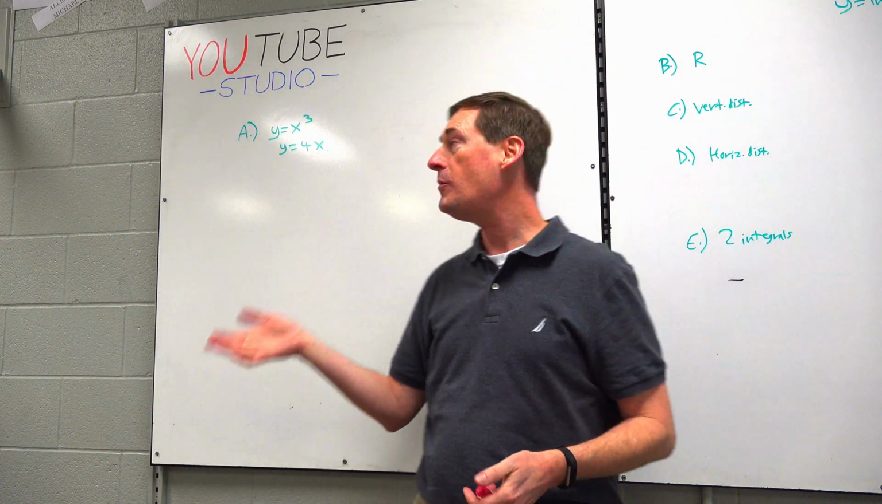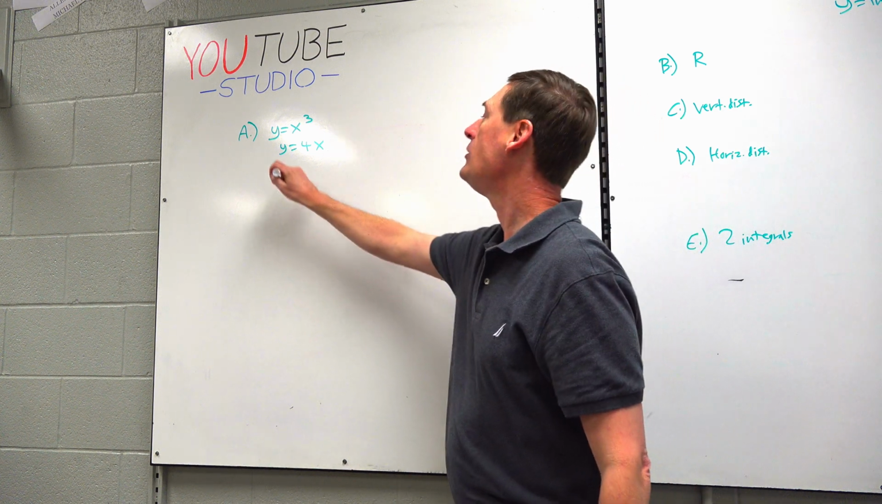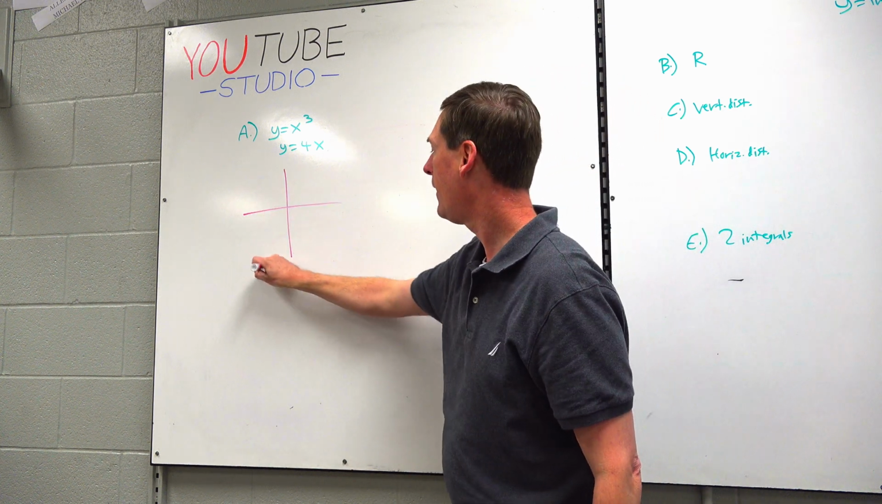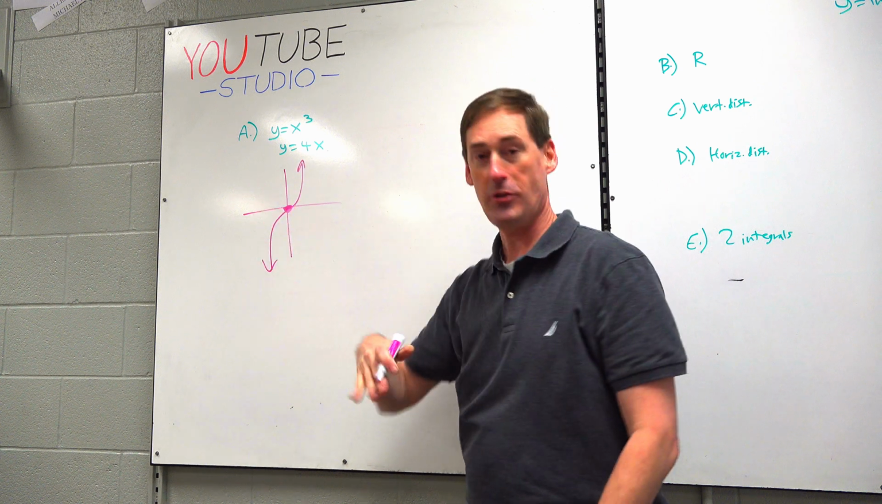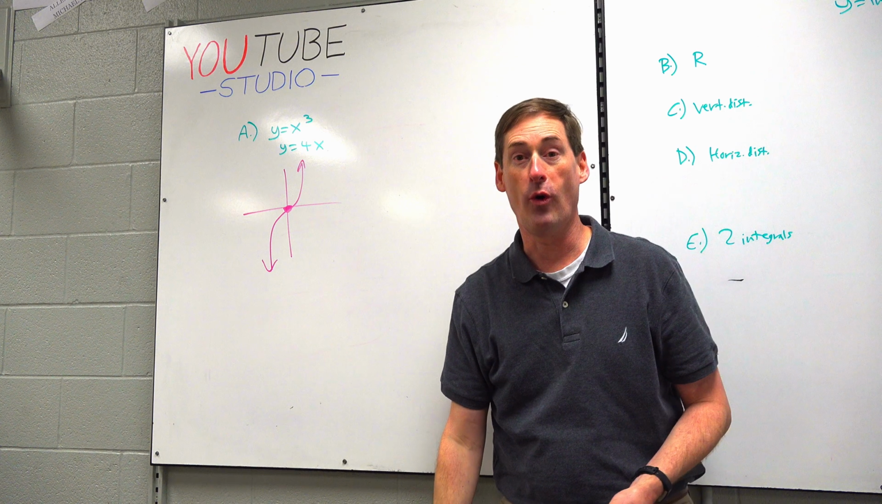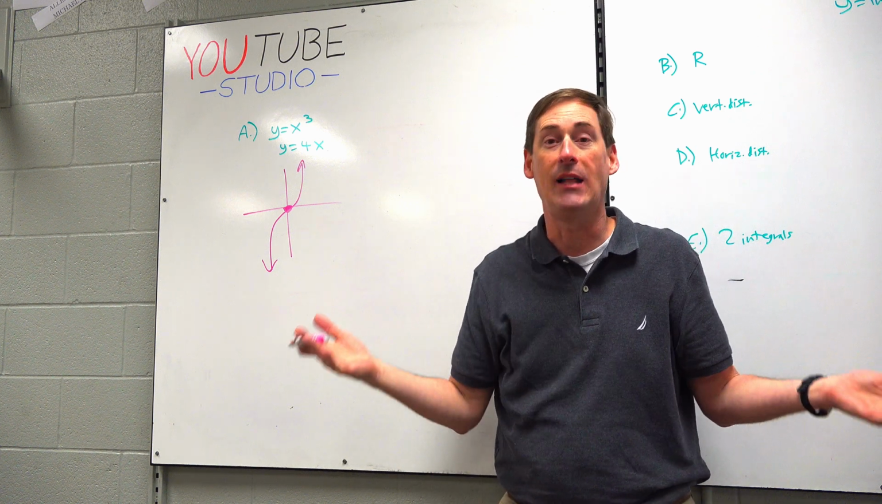Y equals x cubed, y equals 4x. Boom, right? Y equals x to the third, snake. Draw a picture. Snake from integrated 3 goes to the origin. Now, y equals 4x. Isn't that mx plus b, right? Isn't that just a line?